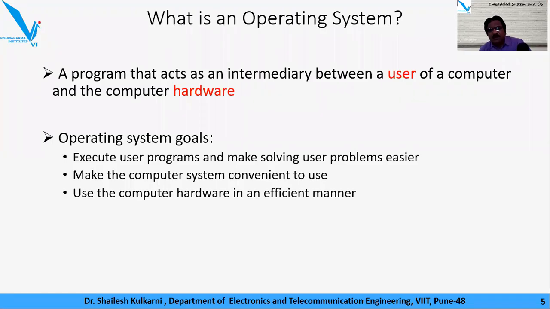In the goals of the operating system, we can see that its primary goal is to execute the user's programs and make solving users' problems easier. That means assisting the user in making use of the operating system services, which may or may not access the underlying hardware. Then, make the computer system convenient to use, as far as general purpose or desktop operating systems are concerned, and use the hardware in an efficient manner.